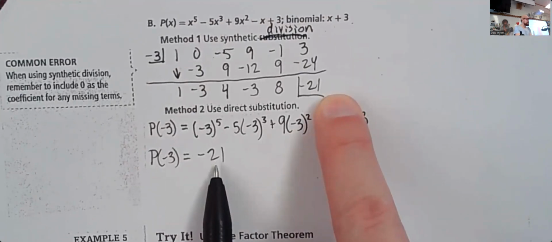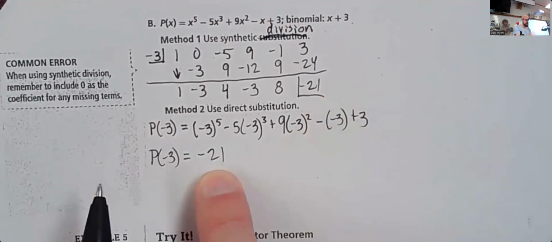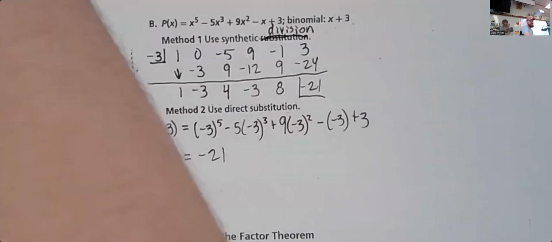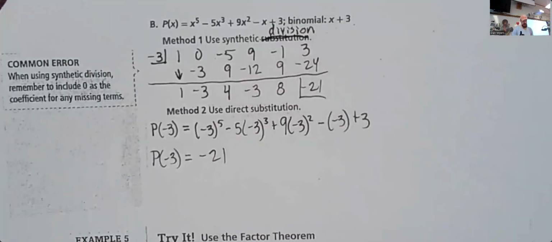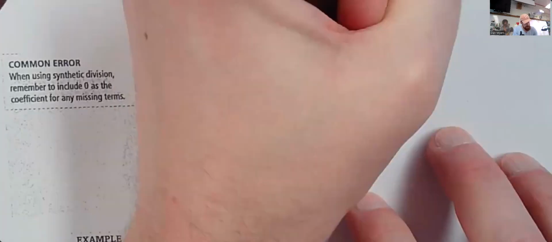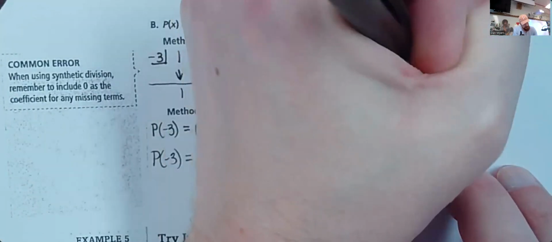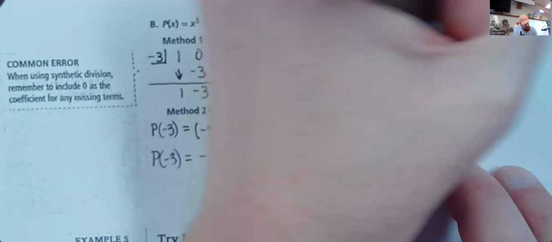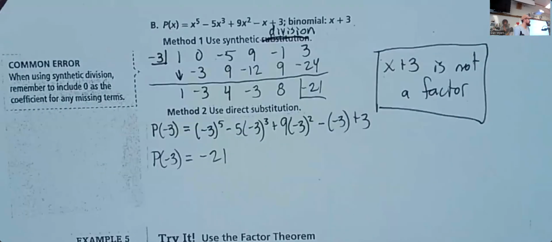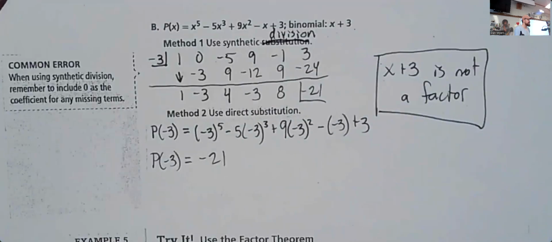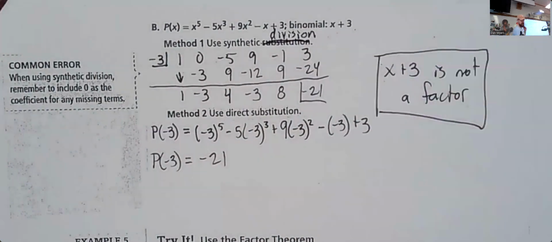That's not a 0. If the remainder is 0 or the result of the substitution is 0, then the binomial is a factor. Otherwise, not a factor. So x plus 3 is not a factor. Because it's not a factor, we do not need to write it in factored form, therefore it can't be factored. So that's our answer for this one.